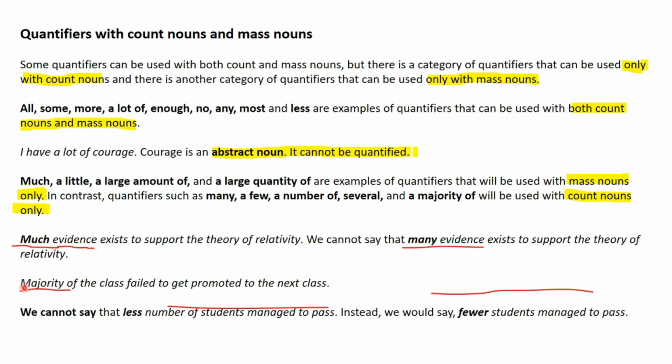In the next example, majority of the class failed to get promoted to the next class. Now majority of is a determiner, it's a quantifier that can be used with count nouns only. And since in this context class is a count noun, we have used the determiner majority of to modify it. Similarly, for a noun phrase like students, which is a count noun, we cannot say that less number of students managed to pass. Instead, we should say fewer students managed to pass, because fewer is a quantifier that can be used with count nouns, whereas less is a quantifier that can be used only with mass nouns.